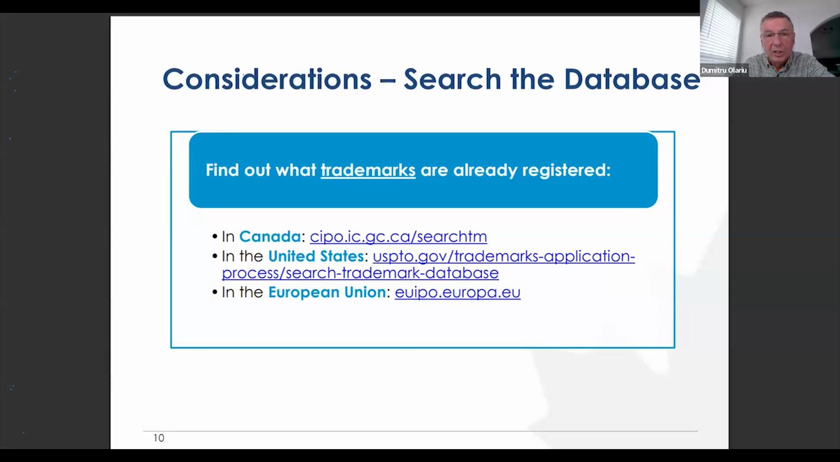In Canada, you search CIPO's trademark database. In the United States, you have the United States Patent and Trademark Office database, and you can search there. In the European Union, you have a European Union trademark database. You would like to make sure the trademark you adopt will be distinctive, different from the others, especially in the same field. It will not create confusion. Next slide, please.